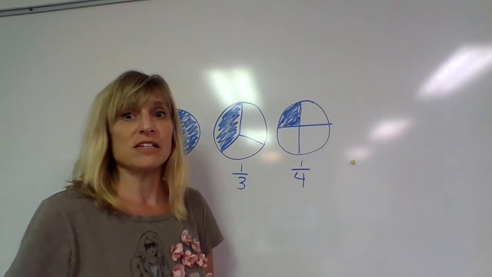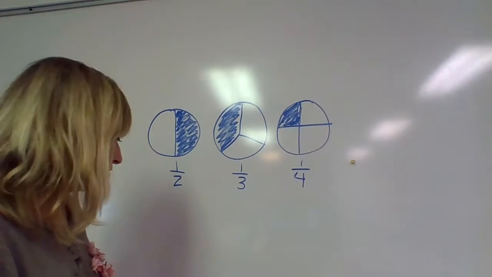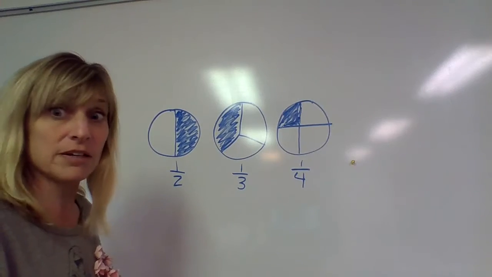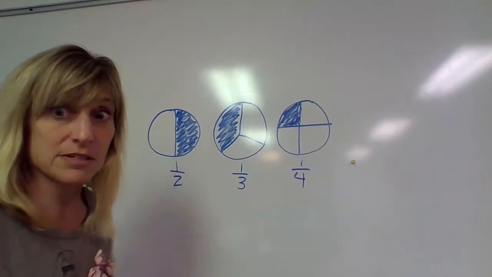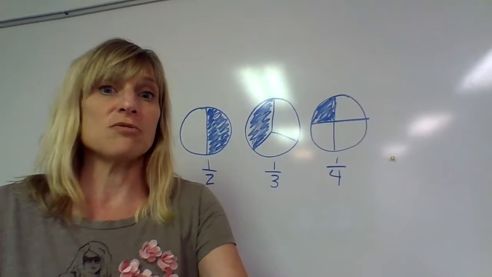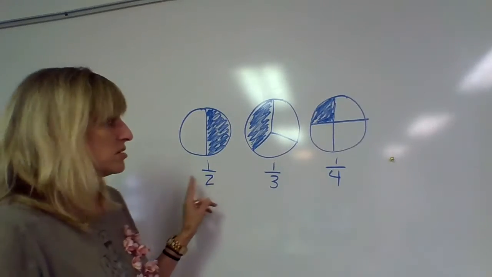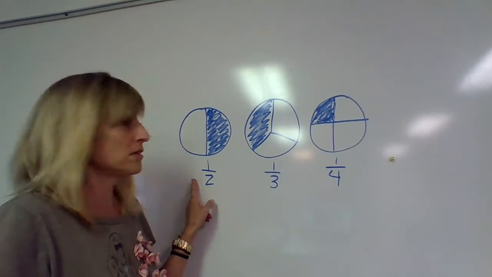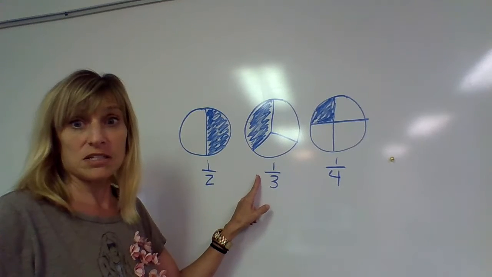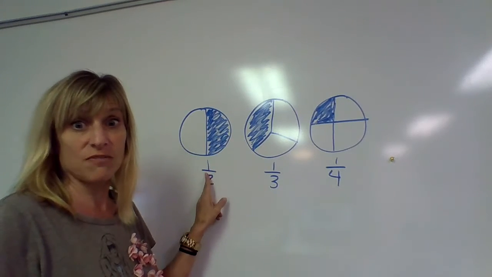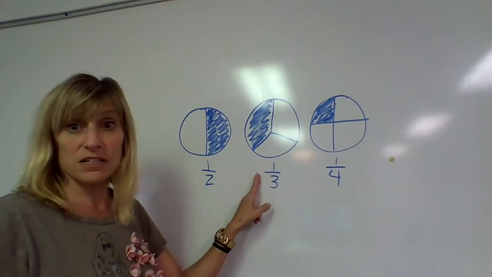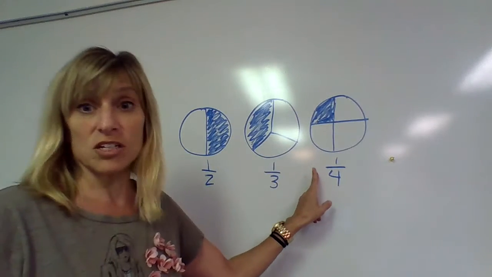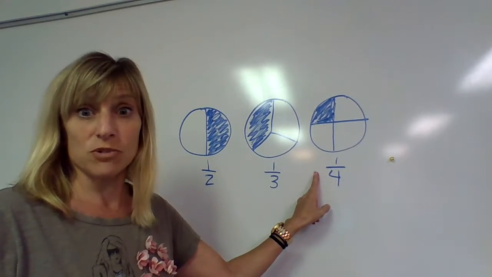Okay, so let's pretend these circles on the board are 3 cookies, okay? I'm sure you've been eating lots of cookies since you've been home. Let's pretend there's 3 cookies right here. This cookie is divided in 1/2. This cookie is divided into thirds. This is divided into halves. This is divided into thirds. This cookie is divided into fourths.